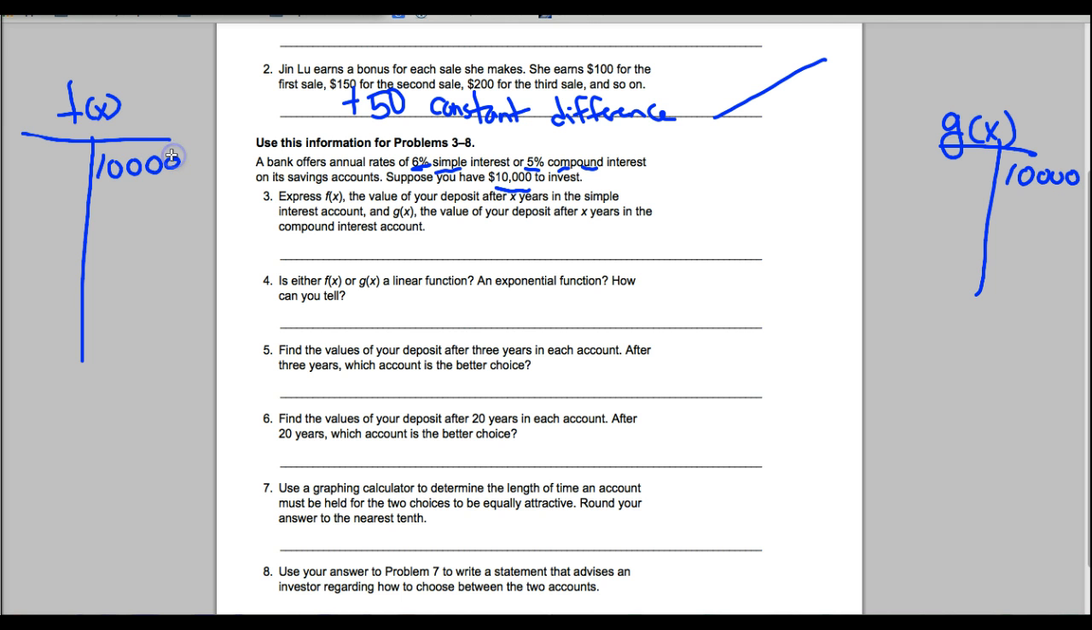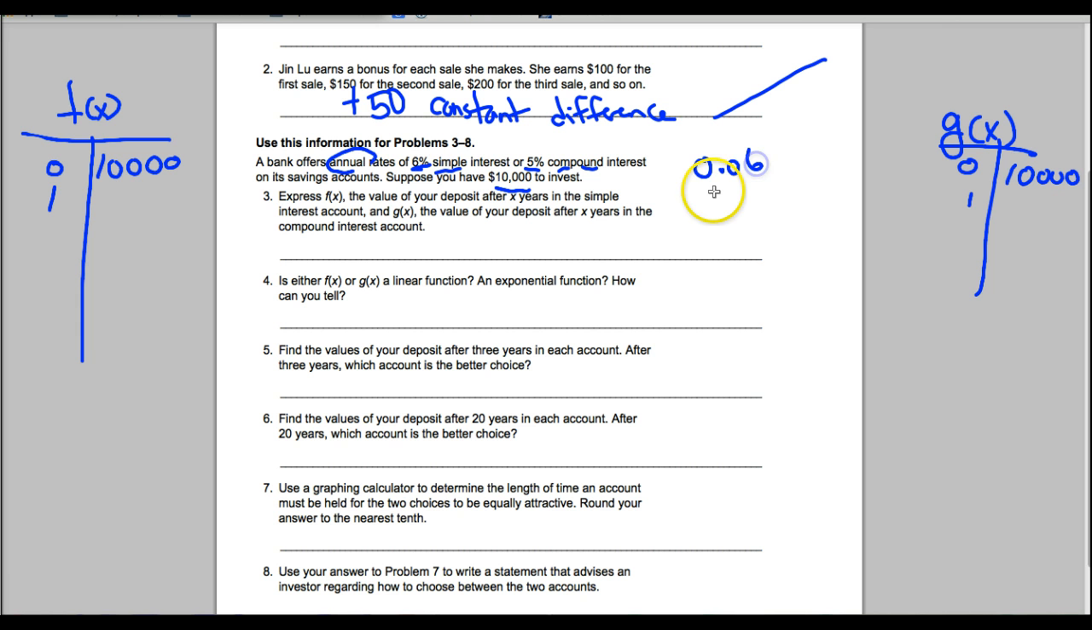And so when was that? That's when time is 0. That's the amount of money that we had in the beginning. But after, how much time is it? 1 year, 1 month? Annual rate, so that's after 1 year. So after 1 year, they're going to give you only 6%. For the simple interest, they're just going to give you 6% of 10,000.